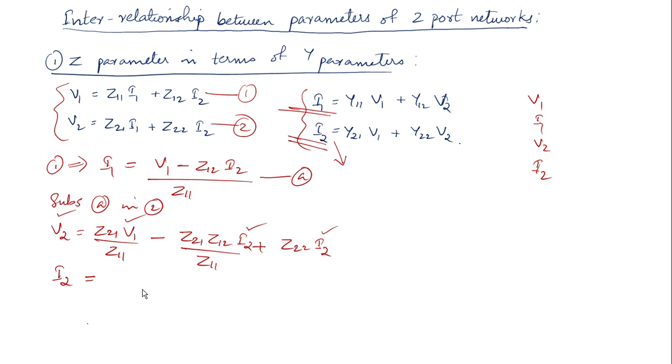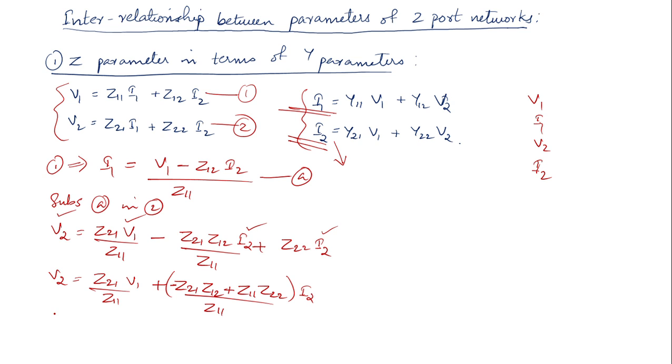Let me just take the eraser so I can make some space over here. So I will just take the LCM over here. So I will get V2 is equal to Z21 V1 by Z11 minus Z21, or I'll write like this, minus Z21 Z12 plus Z11 Z22 into I2 divided by Z11.